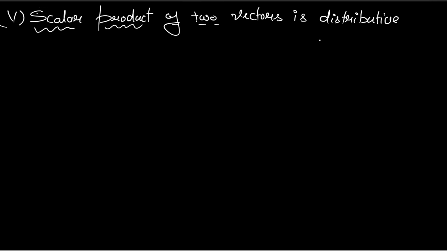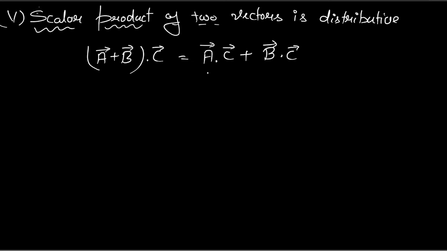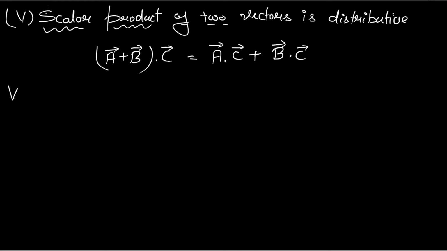Scalar product of the two vectors is distributive. It is nothing but, let's suppose you have the a vector plus b vector, and you are taking the dot product with the c vector. I can distribute it, which simply means a vector dot c vector plus b vector dot c vector. And you can also change the position from the first property. You can shuffle these: a dot c vector is nothing but c dot a.